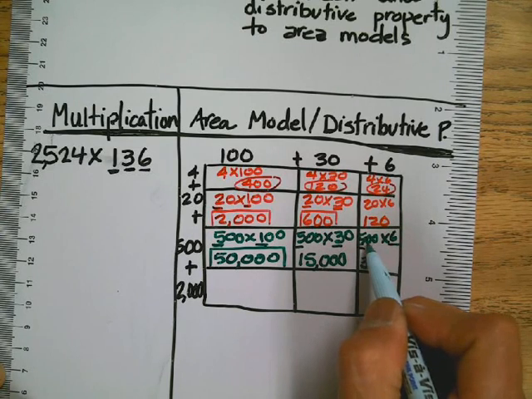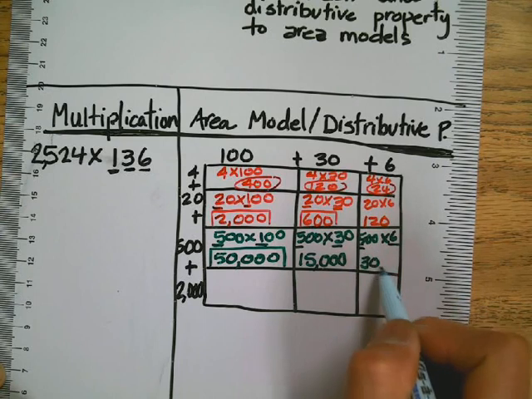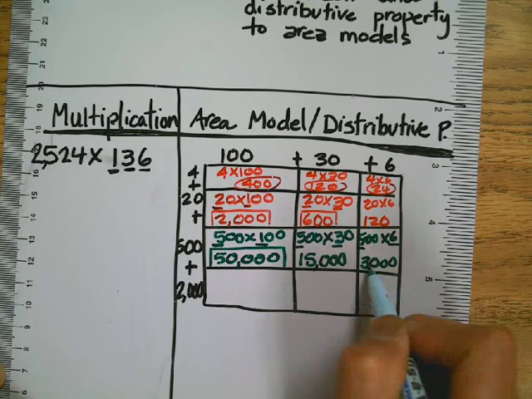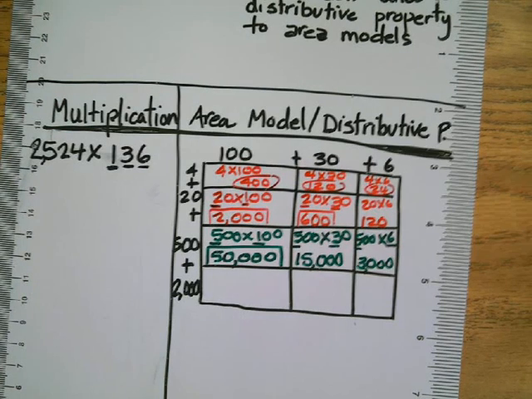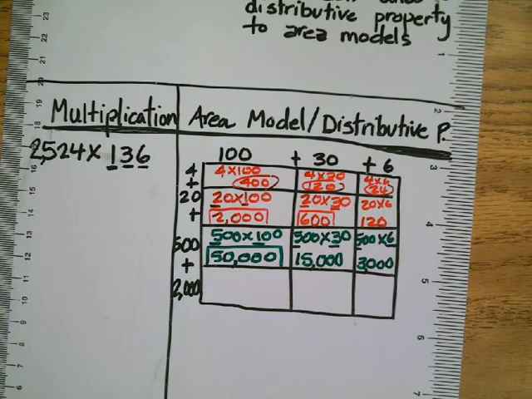Now, our last multiplication problem is the 2000s. So we're going to multiply 2000 times 100. 2000 times 100.